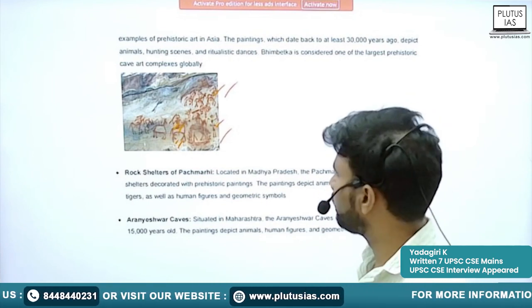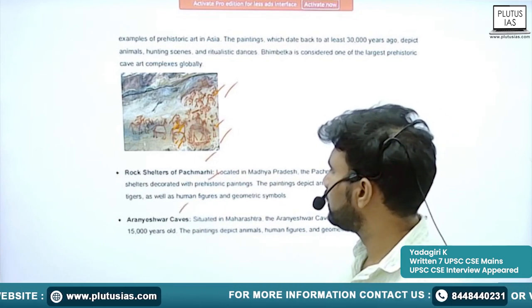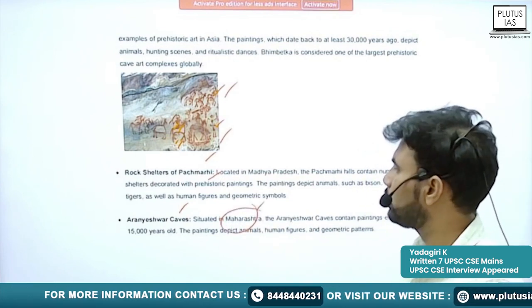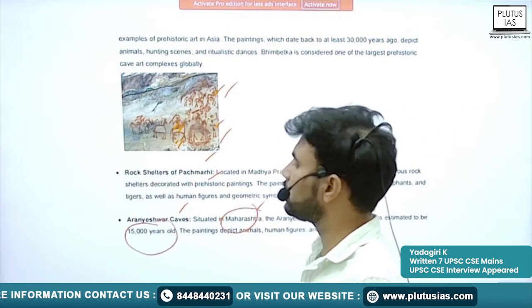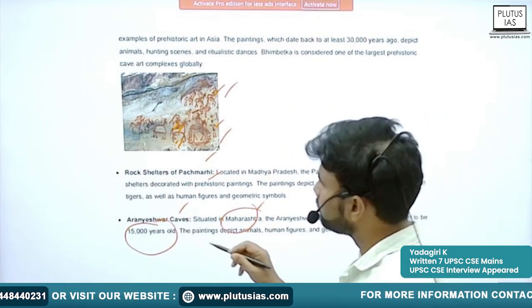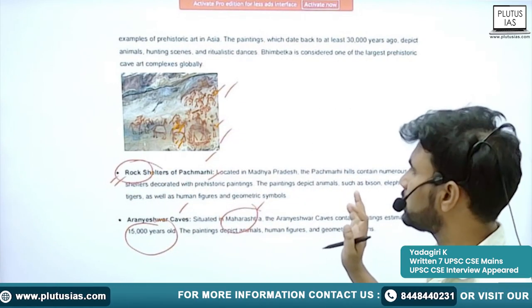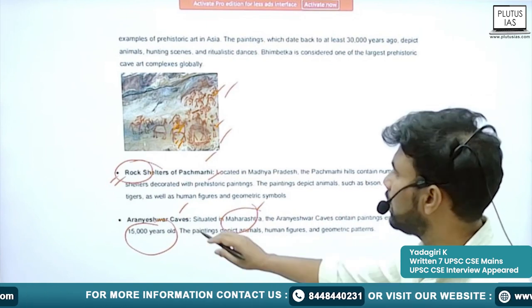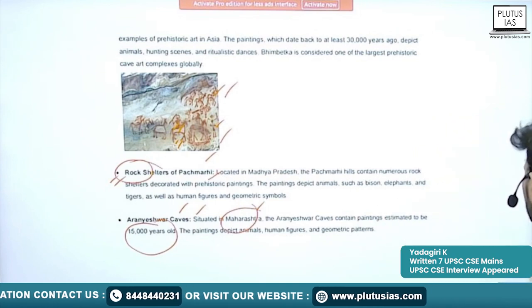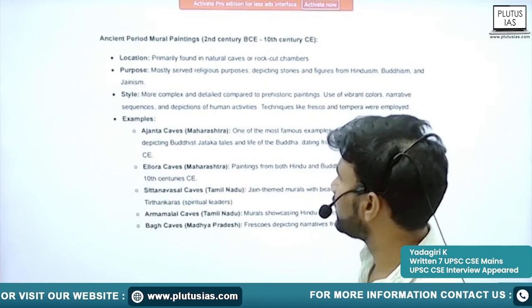Apart from that, some other places are also there, like rock shelters of Pachmadi and Aranyeshwar Caves. These are situated in Maharashtra near Pune. Here you will find paintings from over 15,000 years back. Remember these places, as the names may be asked in the examination. Bimbetka Caves, rock shelters of Pachmadi, which is in Madhya Pradesh, and Aranyeshwar Caves near Pune, Maharashtra. In these places we will find the prehistoric rock paintings.